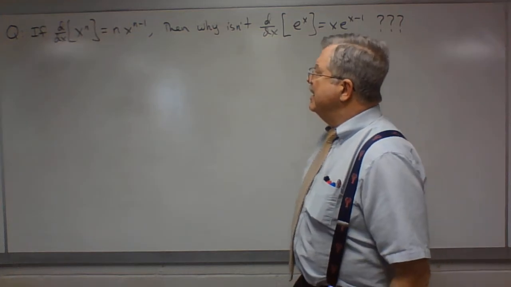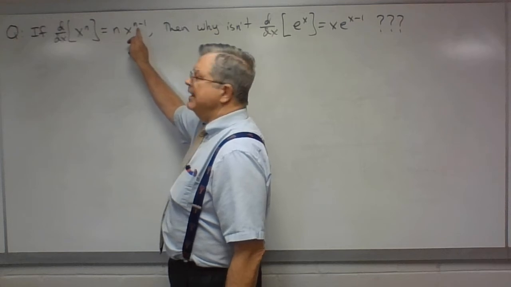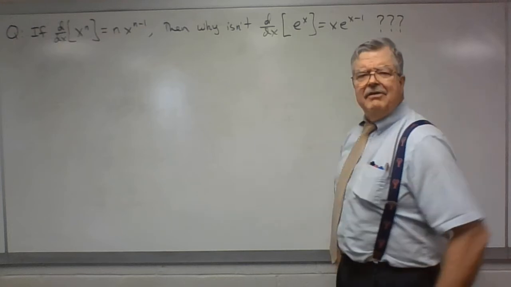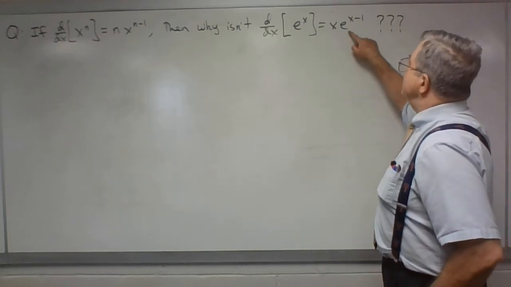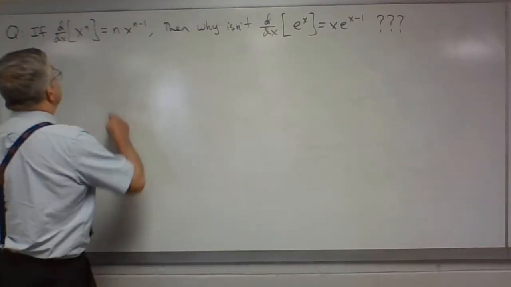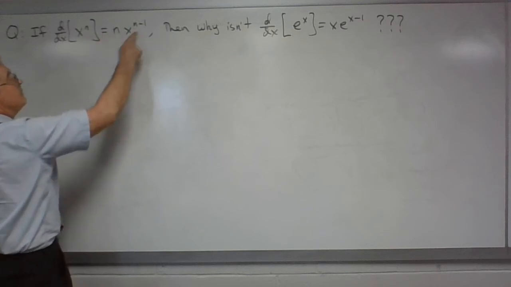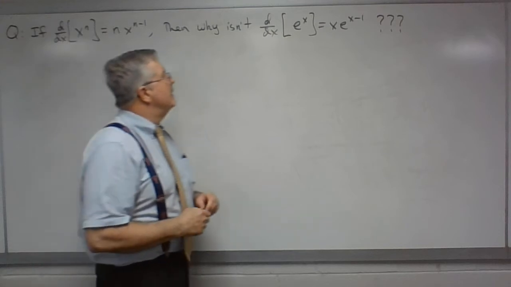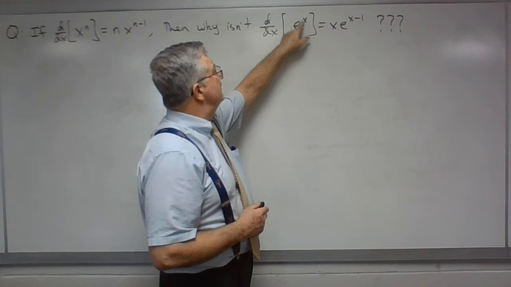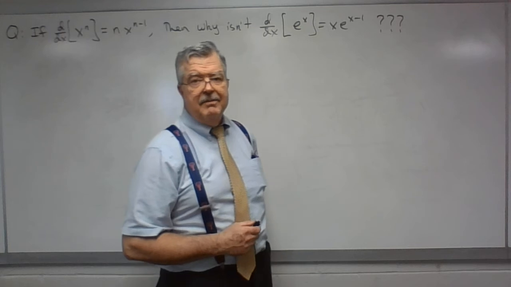They said, if the derivative of x to the n is n x to the n minus 1, then why isn't the derivative of e to the x equal to x e to the x minus 1? See, over here, we bring the exponent down front as a multiplier, then we subtract 1 from the exponent. Why don't we do the same thing here? Why don't we bring the exponent down front and then subtract 1 from the exponent?